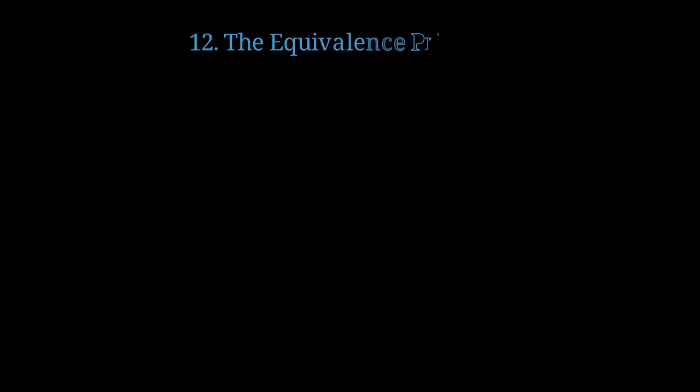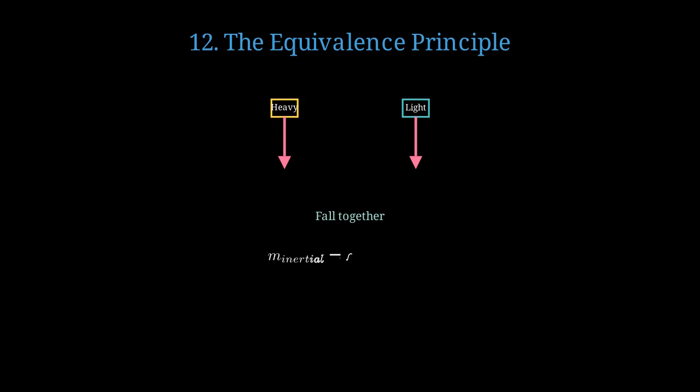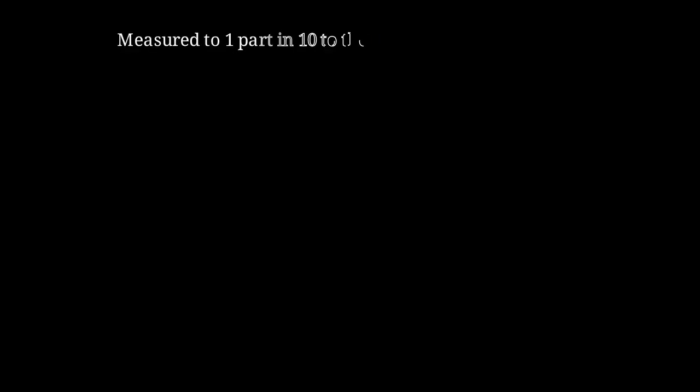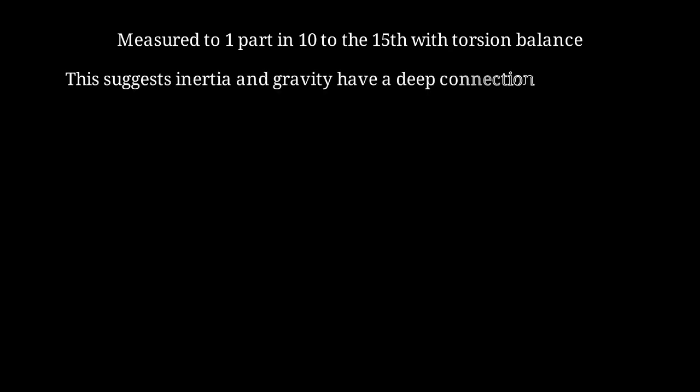A key experimental fact: inertial mass always equals gravitational mass. Drop a heavy and light object in vacuum, and they fall at exactly the same rate. Why? Inertial mass, which resists acceleration, always equals gravitational mass, which responds to gravity. This has been tested to 1 part in 10 to the 15th using precision torsion balance experiments. This remarkable equality hints that inertia and gravity must be deeply connected at a fundamental level.